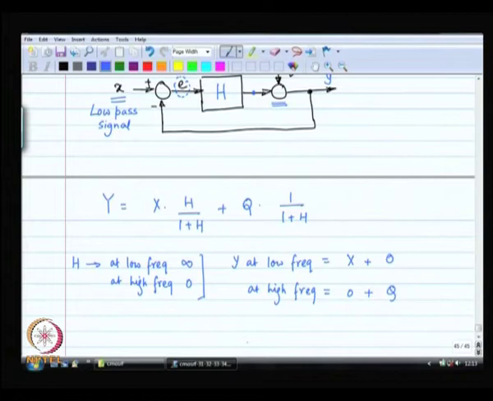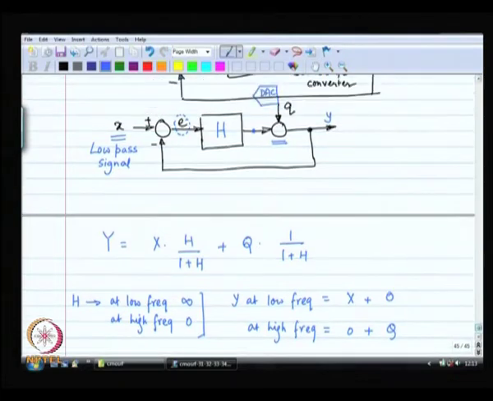Very interesting. You added quantization noise and this quantization noise is shaped in the frequency domain and pushed towards high frequencies, whereas at the low frequencies you are left with the signal. It is wonderful, right? So, this is the idea of the sigma delta converter, which is where the name comes from.